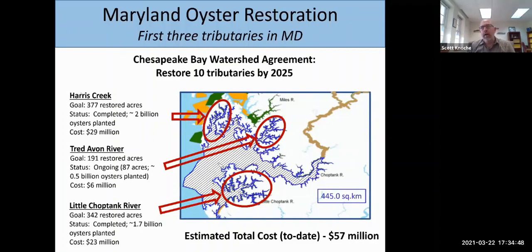It's a costly endeavor. It's largely federally funded. Almost 900 acres have been restored in the Choptank River system, which is on the eastern shore of Maryland. Three subtributaries, Harris Creek, Tred Avon, and the Little Choptank. Costs a lot of money. It's been politically contentious. The watermen, the commercial harvesters in the bay, don't like it. They think it interferes. First of all, areas have been put off limits to oyster harvesting, but even beyond that, they say that it has negatively affected crabbing because the devices they use to catch crabs get tangled in the restored reefs, right?